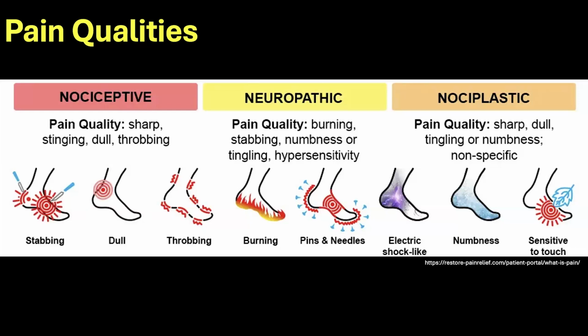So with these pain qualities, the nociplastic is very similar to neuropathic. It's just the gain of some sort of symptom. But they do have very different qualities, and they can be described differently. And it's important that they be described differently because they indicate different origins as to where the pain is located.